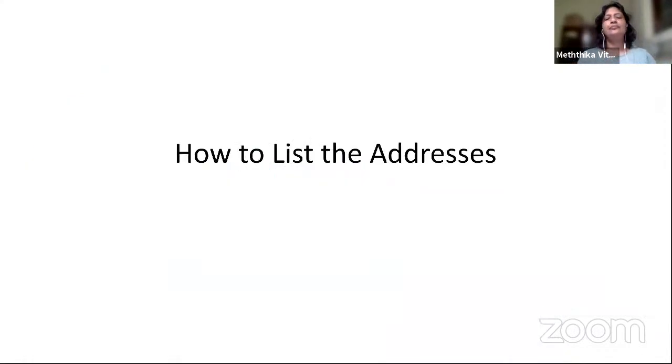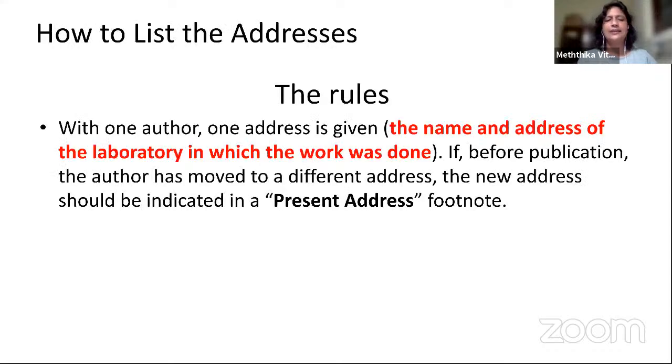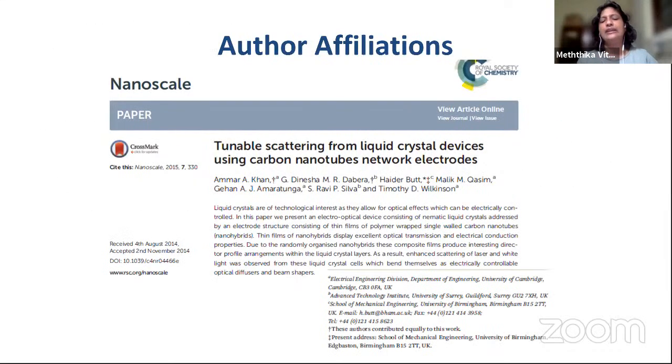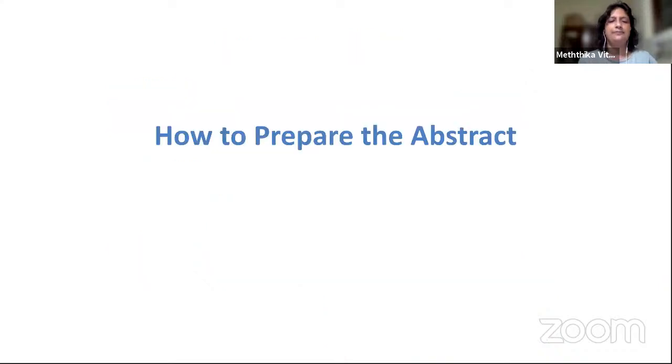Okay? Listing addresses is easy. You write your affiliation based on the author guidelines given by the journal, right?